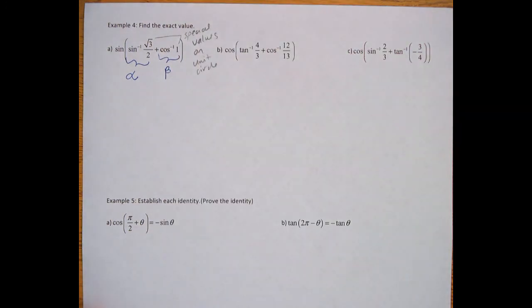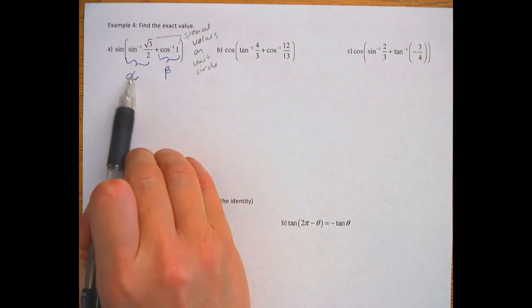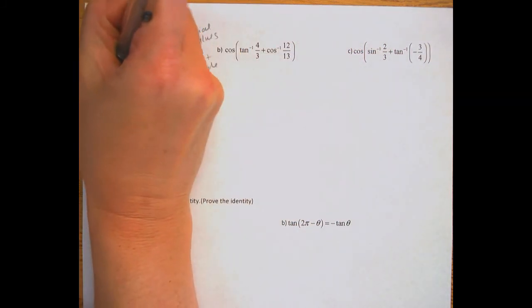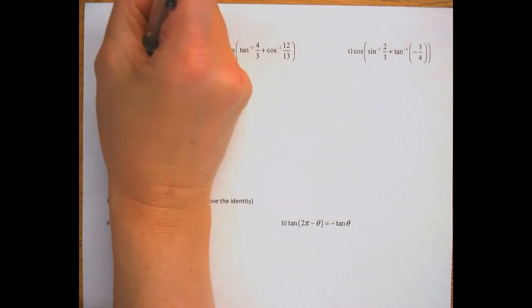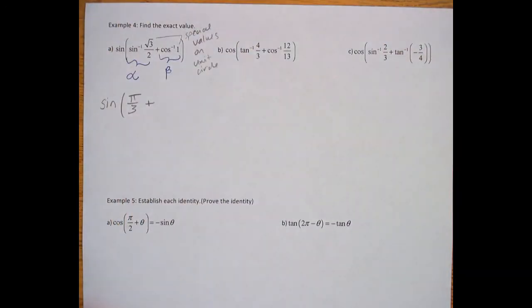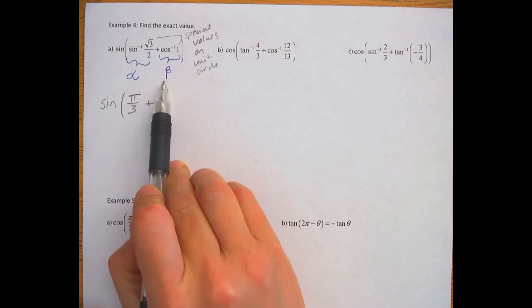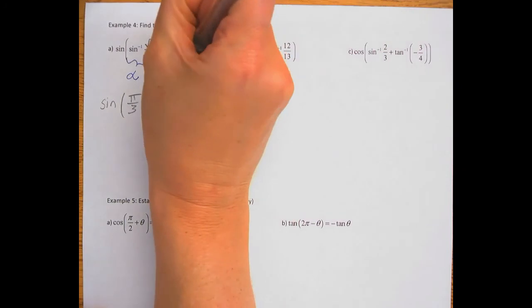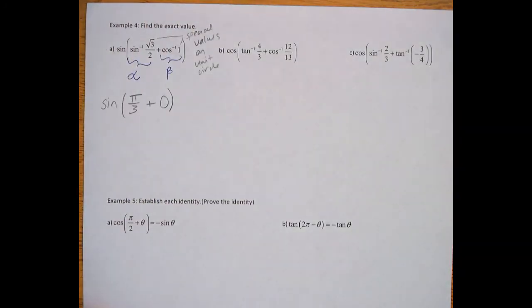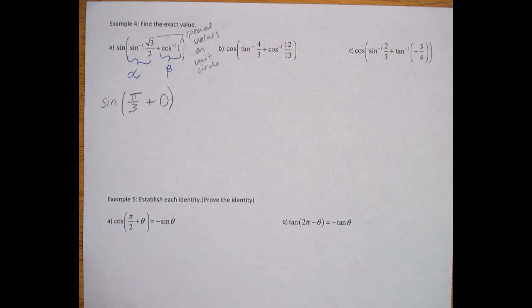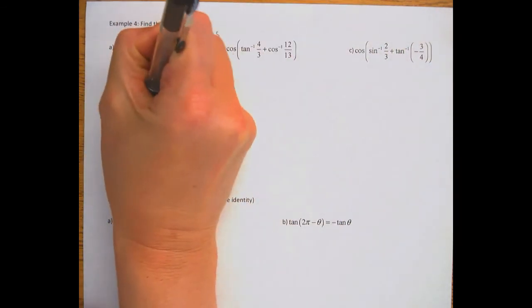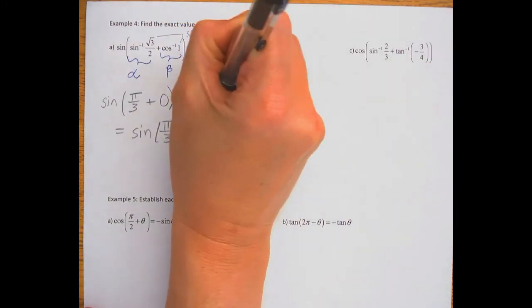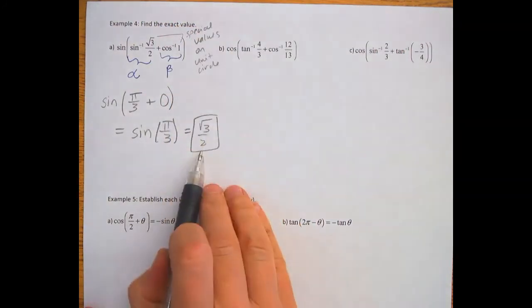You think about the unit circle. You think about what angle would make sine equal to rad 3 over 2, and that angle is pi over 3. Then you think about a different angle that makes cosine equal to positive 1, and that angle in the restricted range is 0. The other time is 2 pi, but that's outside of the range, so we use 0. So this is equal to sine of pi over 3, and sine of pi over 3 is rad 3 over 2. So rad 3 over 2 is the answer to this.